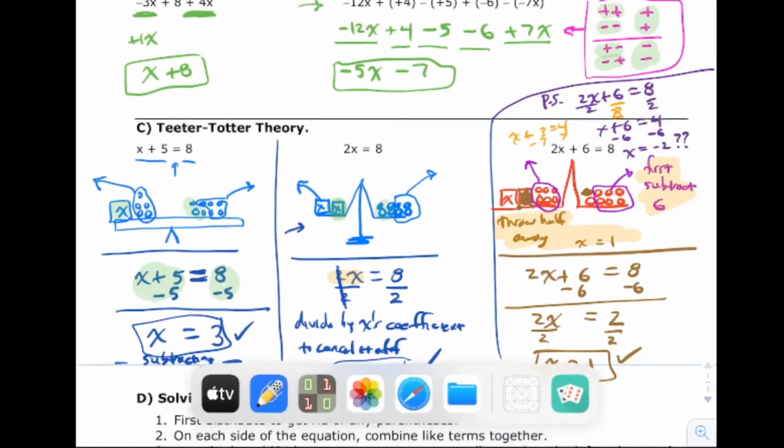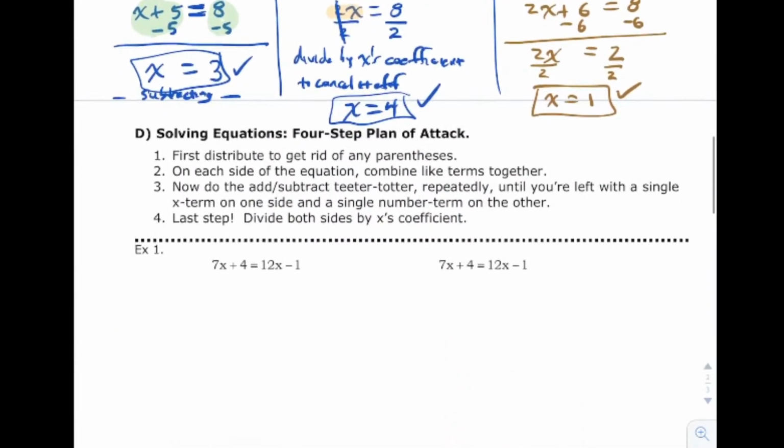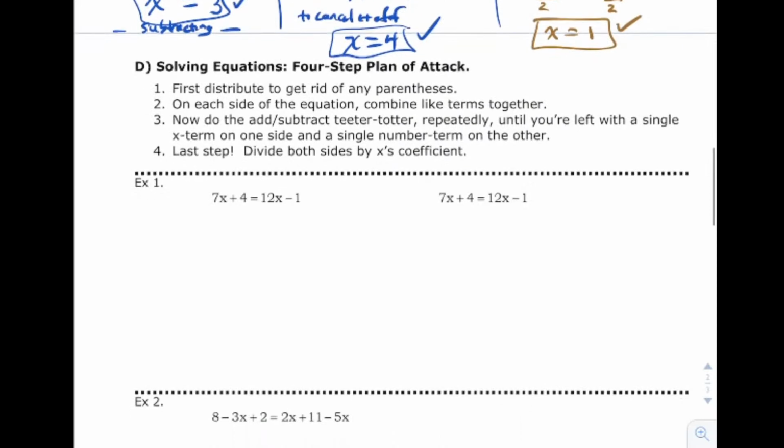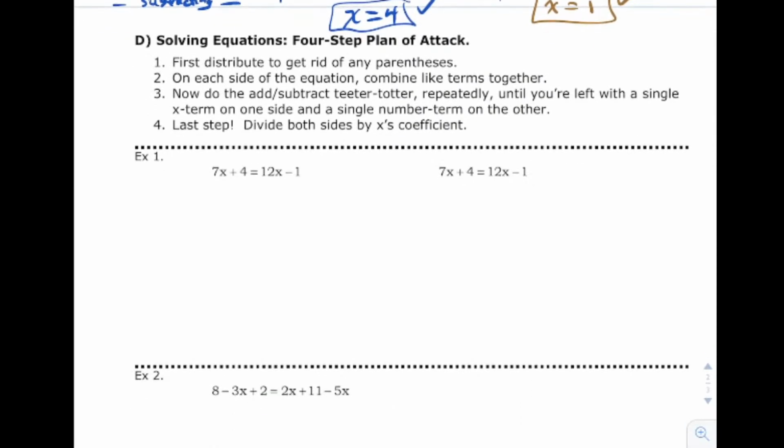So on the next page, we've got a 4-step plan of attack that you can use for all of these equations, and I've got 4 examples of them. So 4-step plan of attack. What are our 4 steps? First step is if you have parentheses, you should distribute. And we took a look at how to distribute. Second thing you should do is combine like terms on each side. And that's why we looked at combining like terms.